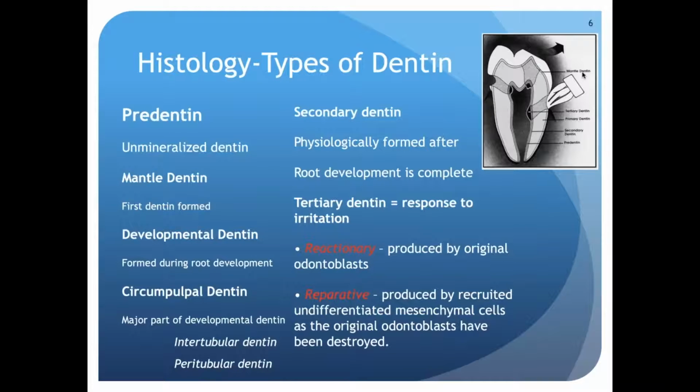More specifically, we have tertiary dentin, which is in response to any kind of irritation. And then there are two kinds of that, and I'll differentiate those. First of all, we have reactionary, which is produced by the original odontoblasts. And then we have reparative, which is produced by those undifferentiated mesenchymal cells after the original odontoblasts were destroyed. So if caries ruins the original odontoblasts, these other cells are redifferentiated into odontoblasts and make reparative dentin. Clinically, they're kind of the same, but from a histological standpoint, they're different.